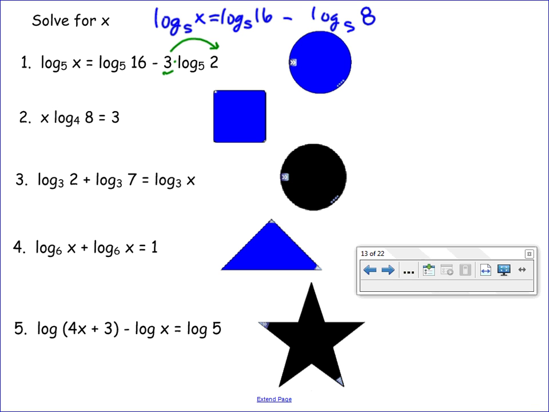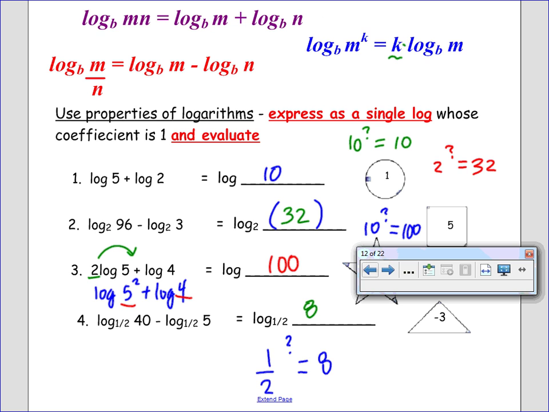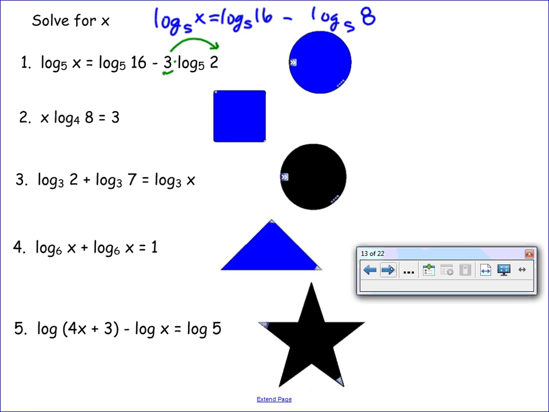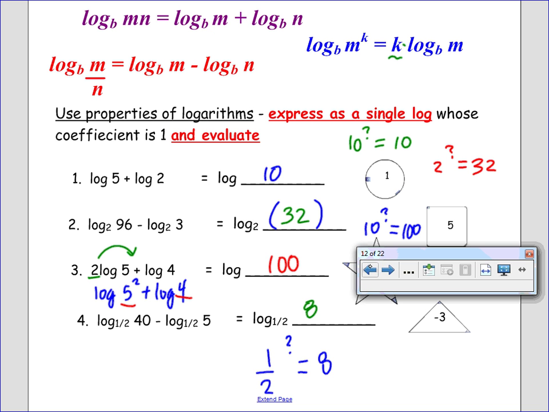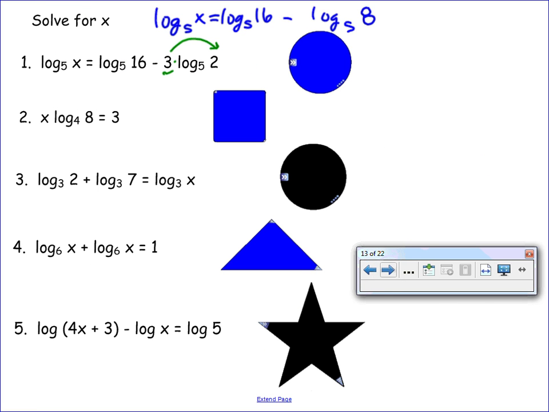Now I'll rewrite using my properties of logarithms. It looks like a difference of logarithms. A difference of logarithms can be rewritten as a log of a quotient, that is division of my inputs, first over second. The right-hand side has log base 5 of 16 minus log base 5 of 8. I can rewrite that as a division, m over n. We'll keep our left side the same: log base 5 of x, but our right side becomes log base 5 of 16 divided by 8. 16 divided by 8 is 2. Now we have a single log.